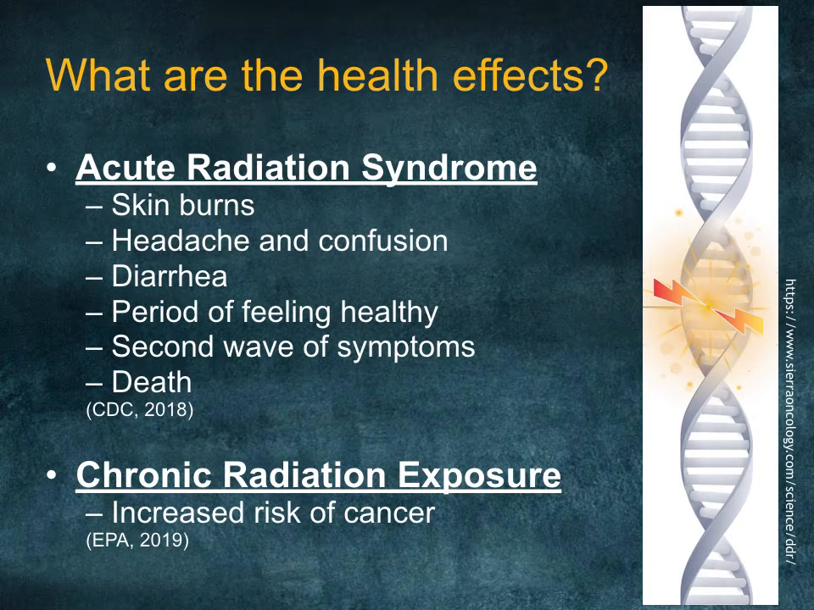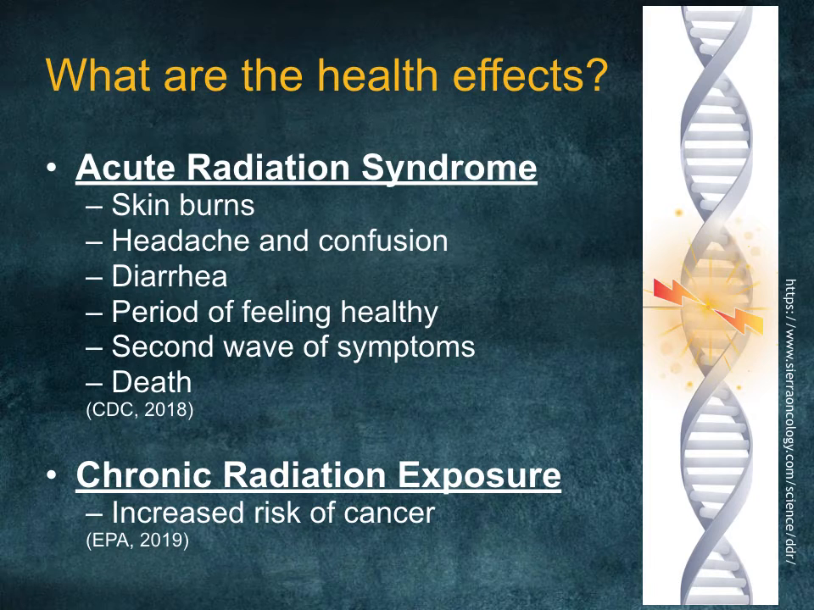If someone has exposed their entire body to an extremely large dose of radiation, they are at risk of acute radiation syndrome. Acute radiation syndrome can affect the bone marrow, gastrointestinal system, cardiovascular system, nervous system, and skin. Some symptoms include skin burns, headaches and confusion, and diarrhea.